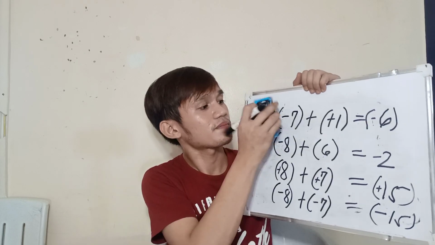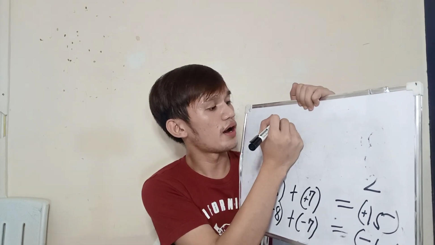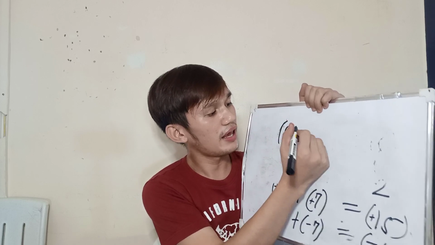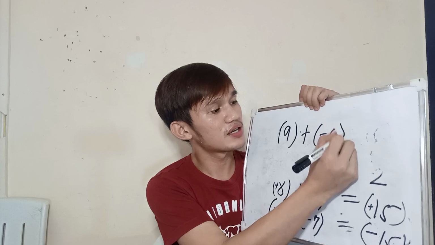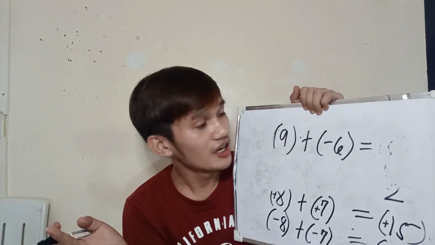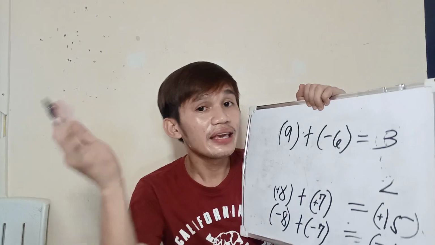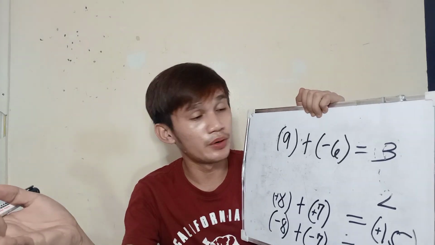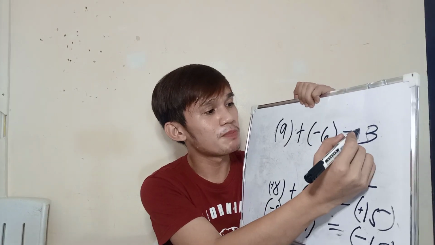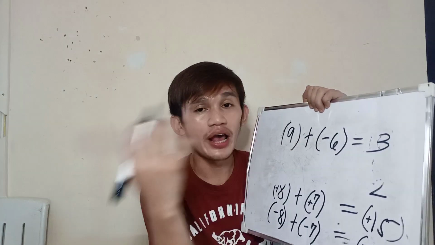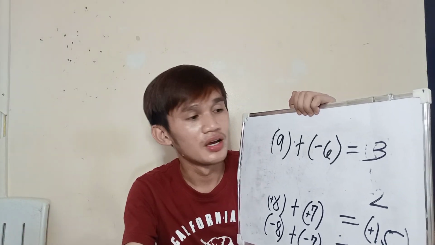And then, different sign. For the different sign, we have positive 9 added to a negative 6. So, different sign, subtract. So, 9 minus 6 is 3. Keep the sign of the higher number. Which is higher, 9 or 6? It's 9. That's why that must be positive 3, or you don't have to write positive anymore because we all know that it is already positive.